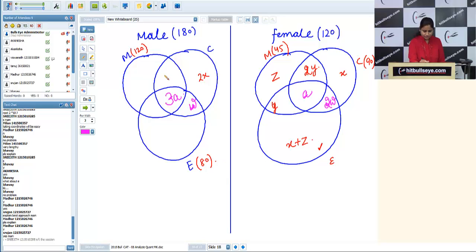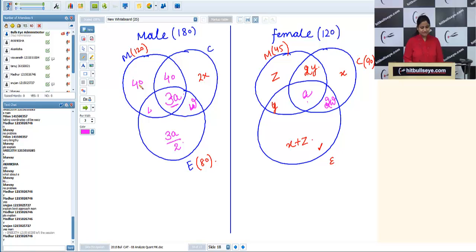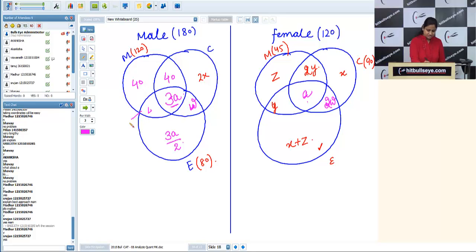Okay, further there are more directions. By that we can say that if this is a, this is 3a, this will be 3a by 2. And this is 40 given, this is also 40 given. I'm taking all the directions. Are you getting me? Srujan and Madhu, we will take every direction one by one, then we'll complete these Venn diagrams.